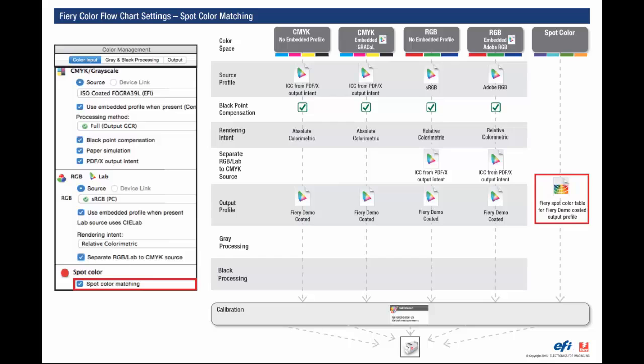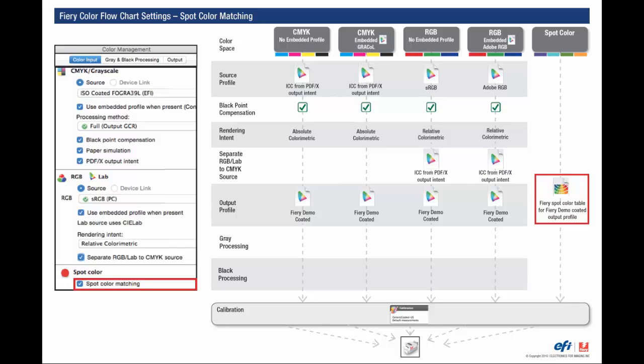The control for spot color matching is enabled by default on the Fiery, and the spot color control tells the Fiery to use a custom spot color table that it has generated for all the color libraries that are loaded, such as Pantone, Coded Plus, and the others, based on the output profile. This is the best way to get precision of spot colors on the Fiery DFE.